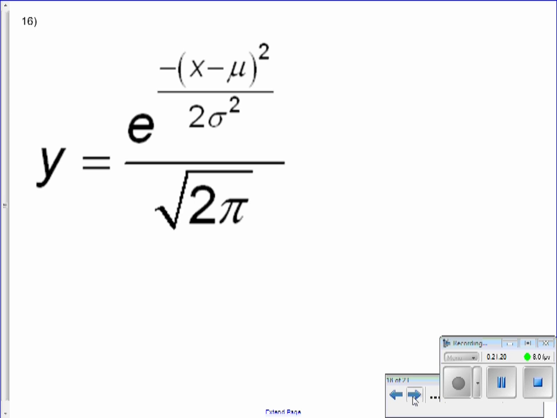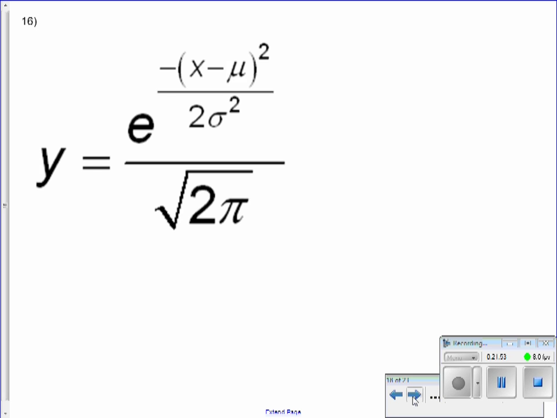Number 16 asks for the formula for the normal curve, and it looks like that. Please keep in mind that this fraction up here is actually the exponent on the e. Okay? So you have e raised to this business, and then you have the square root of 2 pi in the denominator there. The formula is something that happens frequently, but not used in this form.